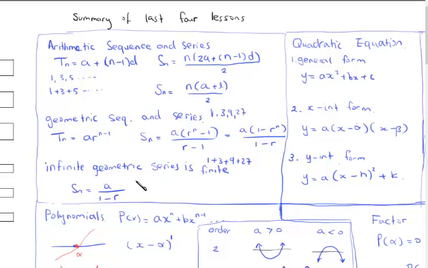So it sounds like an oxymoron. Infinite geometric series is finite, and it's given by this, if r is the common ratio, isn't it? So it's between 1 and -1. But we're not going to do any questions on arithmetic sequence and series or geometric sequence and series this time. Maybe we'll do it next week, okay? If time permits, then we'll go through this as well.